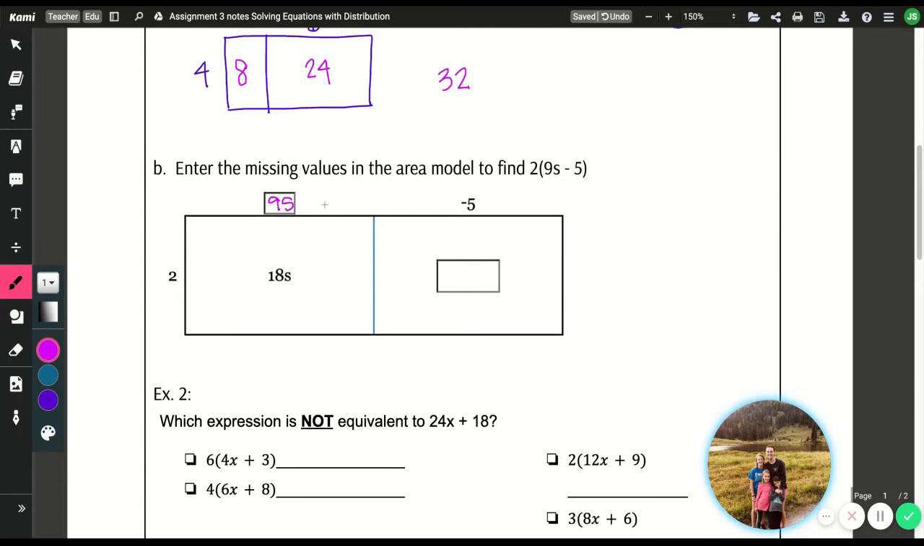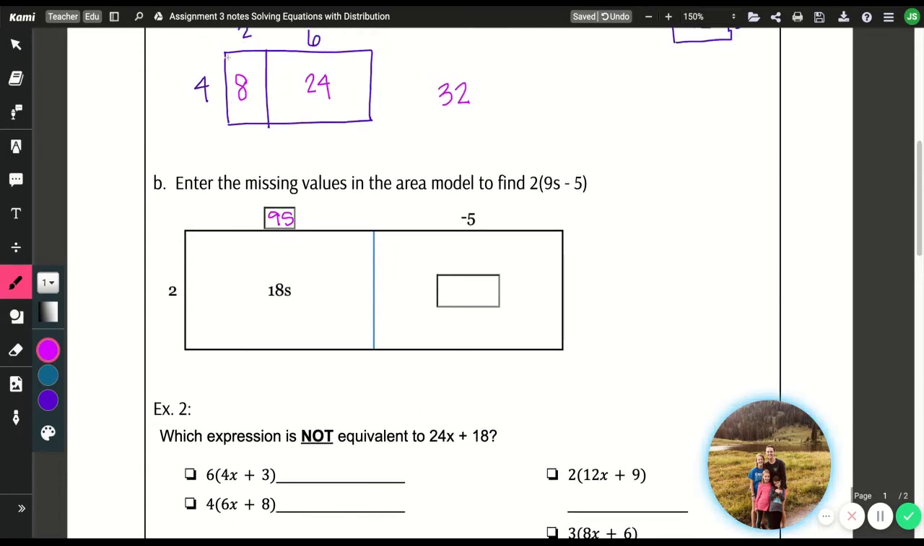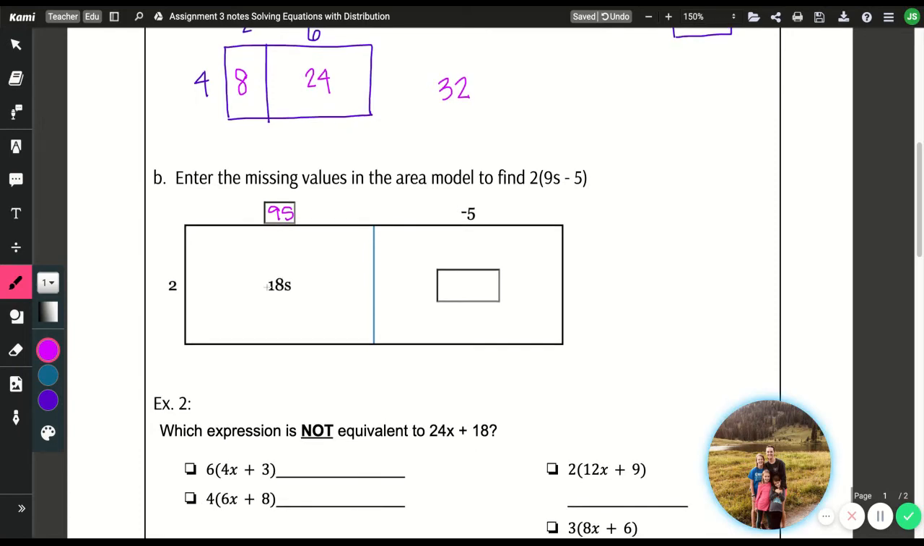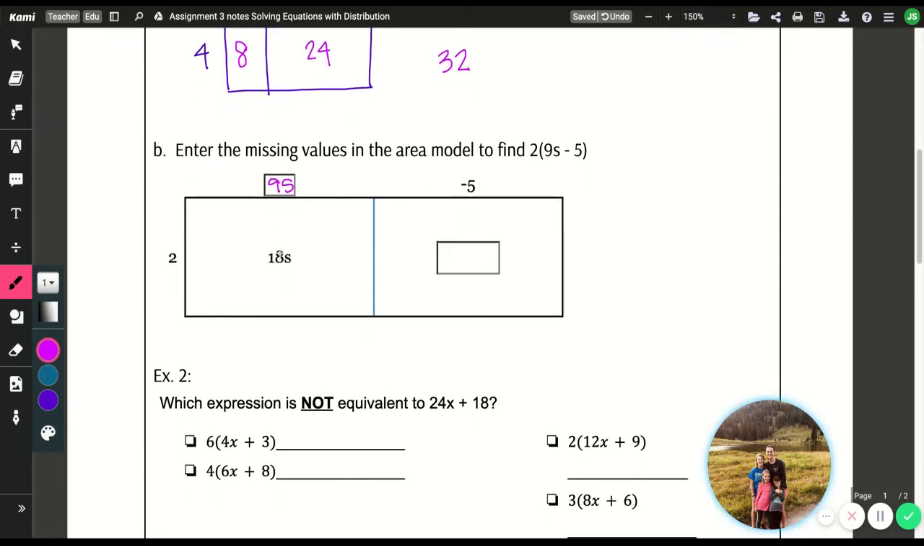Just like up here when we multiplied the height and the width, and we got that number inside the box, we got 8. When I multiply these two now, 9s times 2, I should get the number inside the box, which is 2 times 9 is 18, and then s. For the other box that you need to fill in, this is more like the one we did on top. We have the height of this rectangle and we have the width of this rectangle. So if we want to figure out what goes inside, we multiply those, and 2 times negative 5 is negative 10. So they're going to have 2 missing pieces in the problem that you need to solve for.